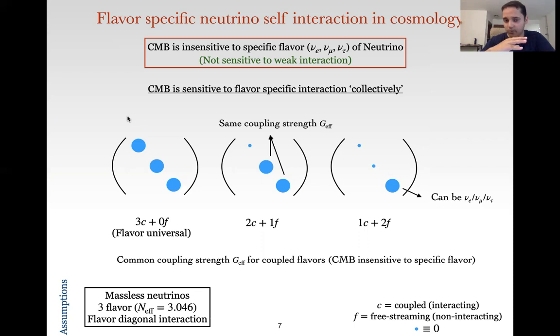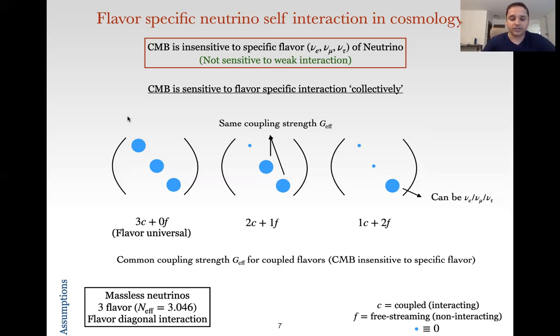However, you can have another scenario, which we call the 2C plus 1F scenario, where two neutrinos are coupled and have self-interaction, and one neutrino is free streaming. As in the previous case, we choose the same G effective for these two coupled neutrinos, because they are completely equivalent from the CMB perspective. The third scenario would be the 1C plus 2F scenario, where you have only one coupled neutrino and two free streaming. As far as the CMB is concerned, this can be the electron neutrino, mu neutrino, or tau neutrino. All of them have the same phenomenology. But for laboratory phenomenology, we probably want it to be the tau neutrino, because this is the least constrained among the three.